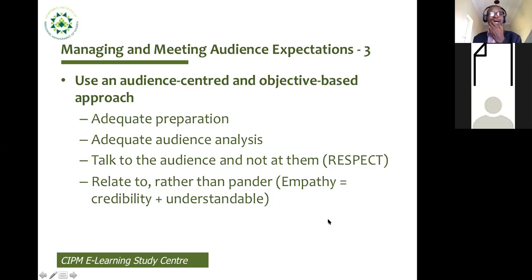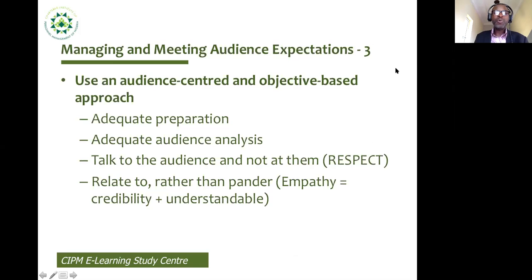And I said, use an audience-centered and objective approach. From your preparation, you will know the kind of audience, the level of understanding, and the language that appeals to them more. The language that appeals to professors is not the language that appeals to students. So you learn to use the language that appeals to them. This is where empathy comes from. This is where being authentic also comes from. Empathy is when you're credible and you understand who they are and you connect easily with them.